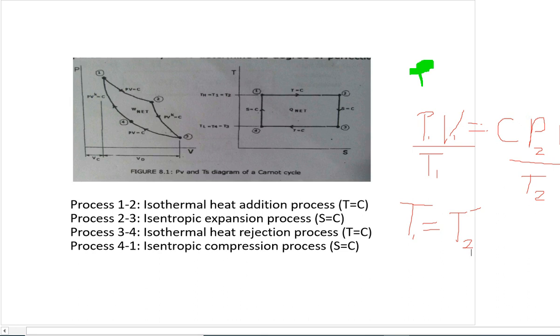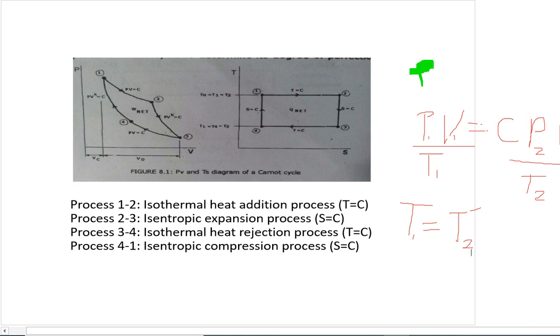2 to 3 is the isentropic process or expansion. Mayroon po tayong dalawang temperature at dalawang entropy na constant pag sinabi natin Carnot cycle. Tandaan lang po, pag Carnot cycle, ang hint ay constant temperature and constant entropy. Ito po yung constant entropy, expander at saka compressor. Pag sinabing expander, pwede rin po yan turbine, because turbine's process is expansion, isentropic expansion.